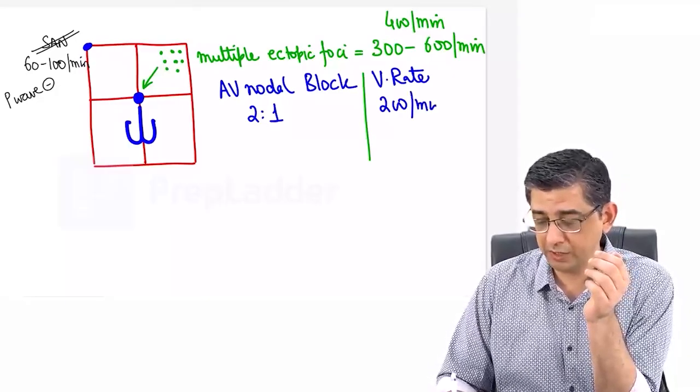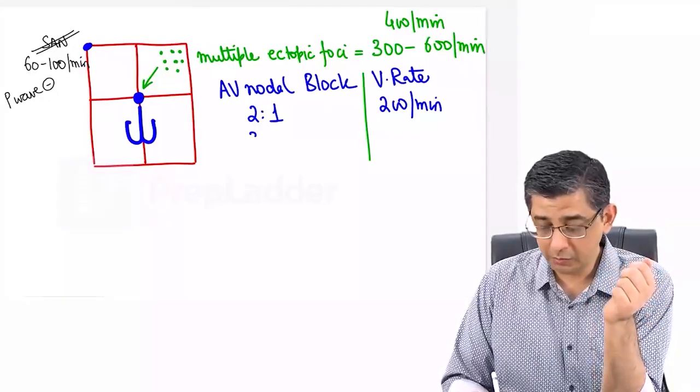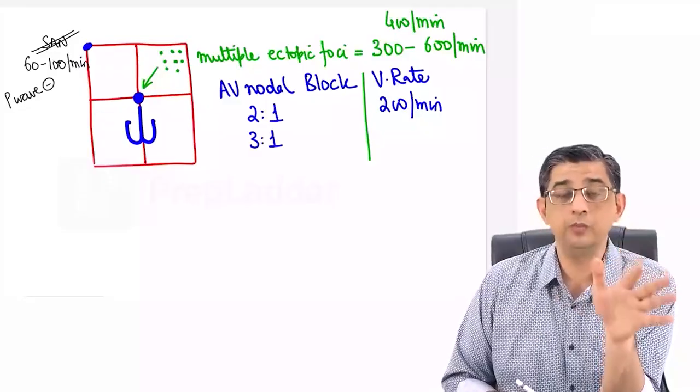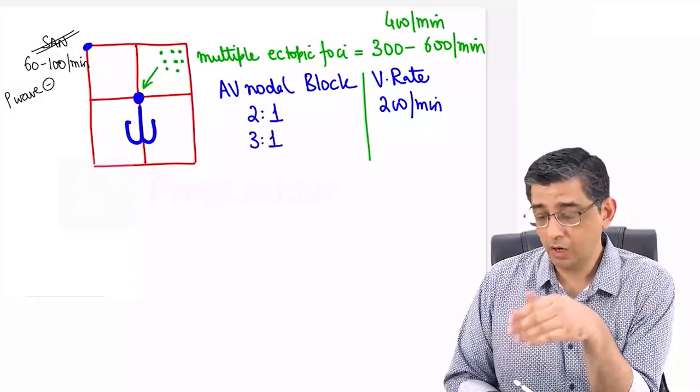So the vagus nerve will try harder, and therefore now I'm changing the AV nodal block to 3:1. It means that only one third of impulses will be able to go down out of 400.